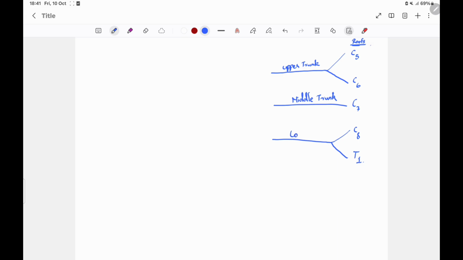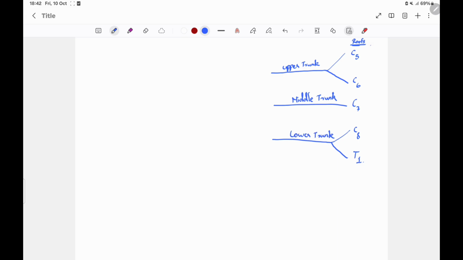About roots: C5 to T1, that is C5, C6, C7, C8, T1. These are all the roots of the brachial plexus. C5 and C6 combine to form the upper trunk. C7 forms the middle trunk. C8 and T1 combine to form the lower trunk.